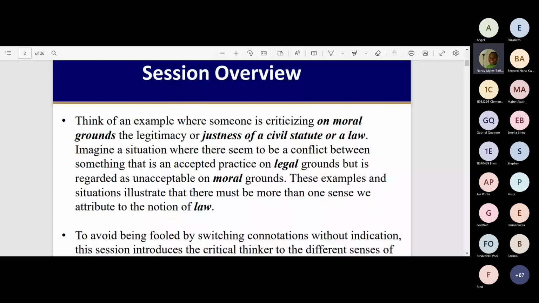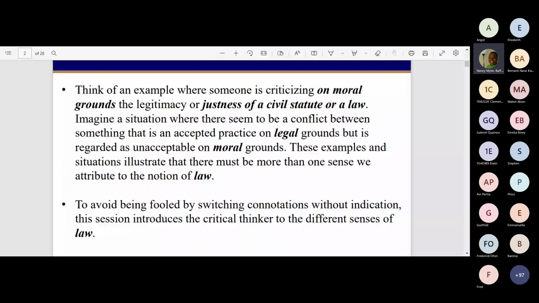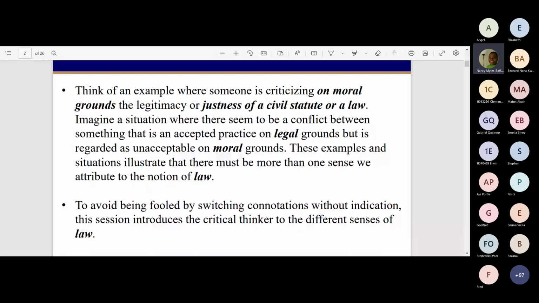You will do fine. Now, the session overview, which you would have seen already, tries to show you how sometimes we are equivocal in our application of the word law. We will be criticizing someone on moral grounds, and yet the justification we offer will be appealing to civil law or sometimes statutory law, the laws of the state. Sometimes it is a legal issue, but you are applying morality, which is another kind of law, to judges. We don't want you to be fooled. Look at my screen, I project as I speak, please. My special students, I know you are doing fine. To avoid being fooled by switching connotations without indication, remember, that is equivocation. You have to have a fair understanding of the word law.